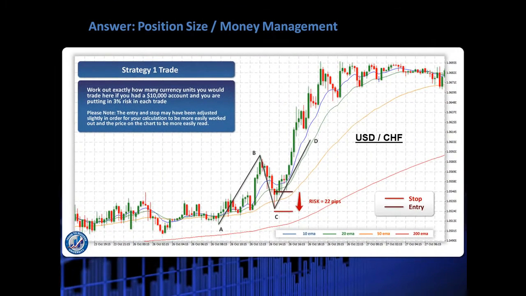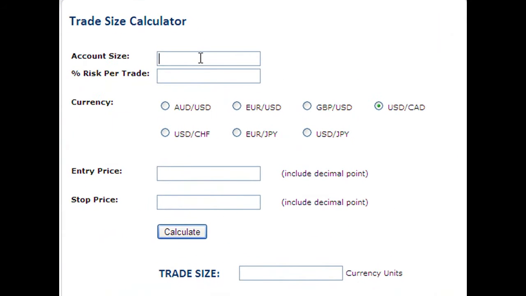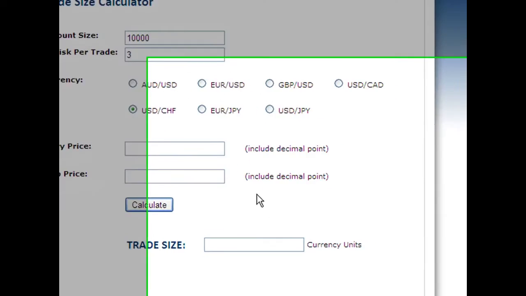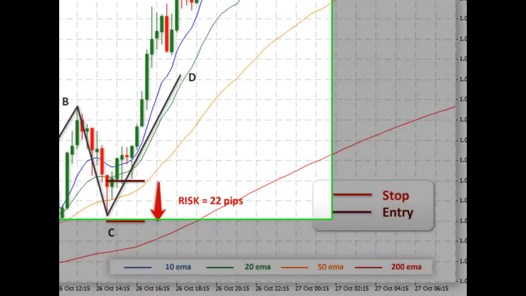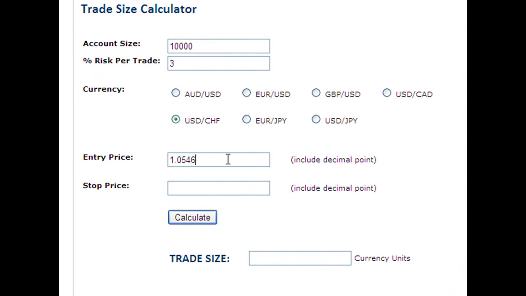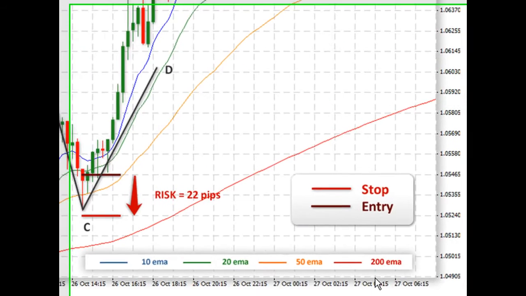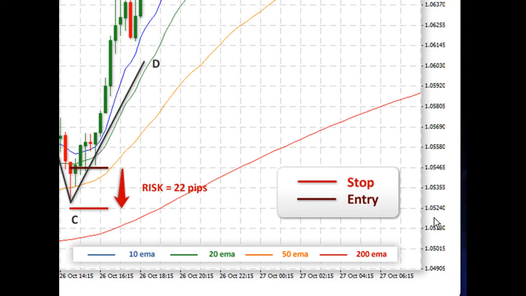Now this is US dollar against Swiss franc, so let's use the trade size calculator now. So we've got a $10,000 account, 3% risk per trade, US dollar against Swiss franc, USD CHF. Entry price is 1.0546, and the stop price is 1.0524.